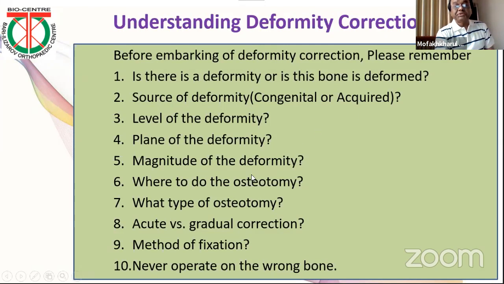And you can see the magnitude of the deformity, what is the degree of the deformity, and where to do the osteotomy. You must know in which place you should do the osteotomy and which kind of osteotomy you are doing. That is the type of osteotomy. You should know that with the ILIZAROV surgeon, we are always using the ILIZAROV external fixator. That's why we are doing one type, or two types, or three types of osteotomy. And whether you are going to correct this acutely or gradually, and which kind of hardware fixation, either internal or external, which one is going to fix, you should know that. And very important thing, dear friends, never operate on the wrong bone. These are the 10 understandings of deformity correction.